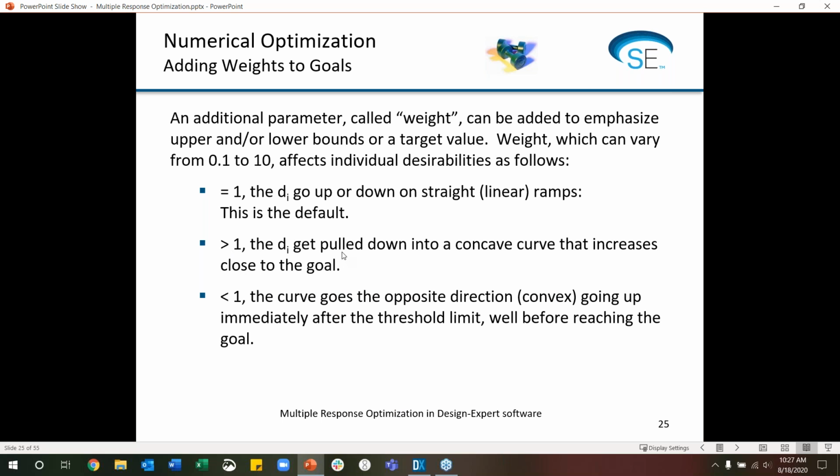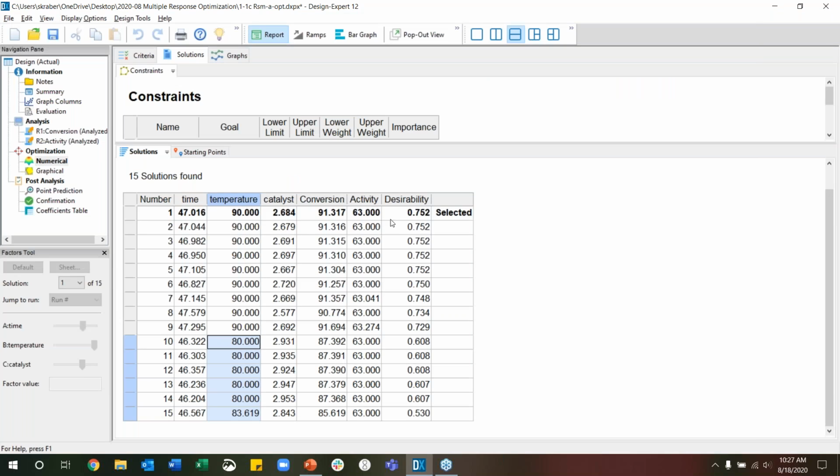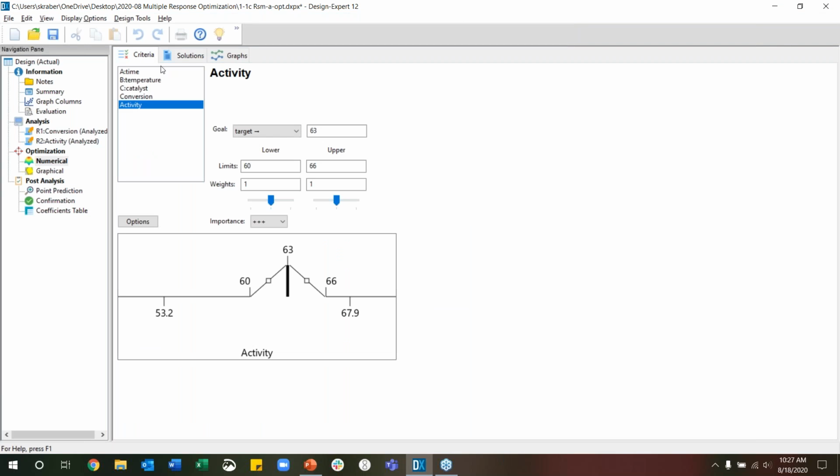All right, now, weights and importances. Let me jump back to the software because it's kind of fun. Weights go from 0.1 to 10. So for instance, on target here, the weight is the way that we do the linear ramp. And right now, the weight is set to 1.